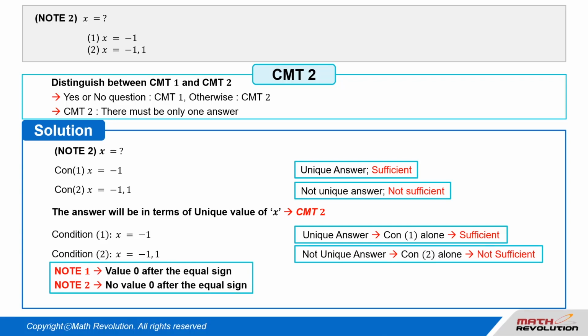Remember that note 1 and note 2 are slightly different questions. The difference between the two questions is that one has a value 0 following the equal sign, and the other does not. That small difference tells us whether we should apply CMT1 or CMT2.